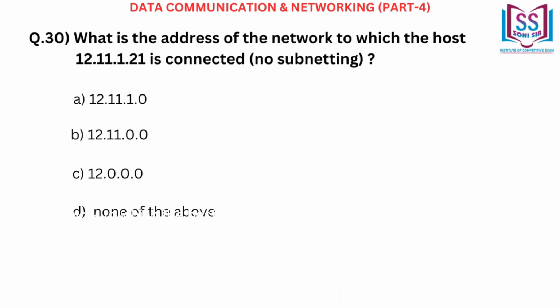What is the address of the network to which the host 12.11.1.21 is connected? No subnetting. A 12.11.1.0, B 12.11.0.0, C 12.0.0.0, D none of the above. Correct answer C, 12.0.0.0.